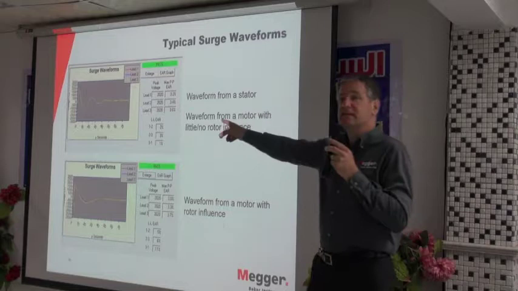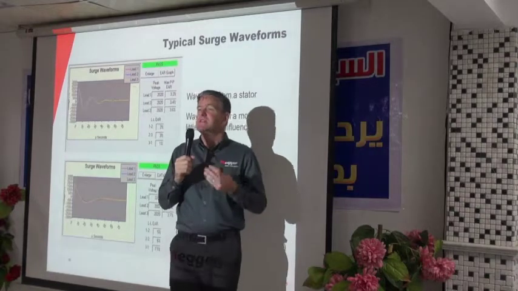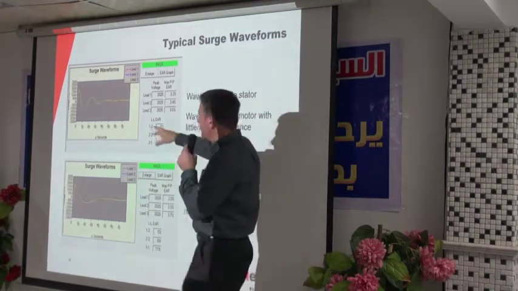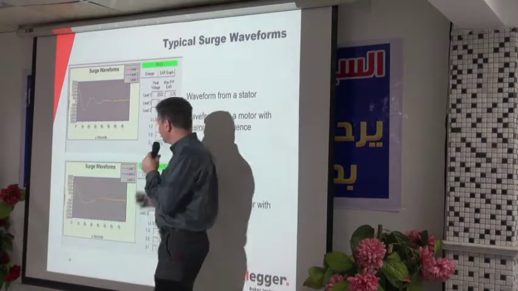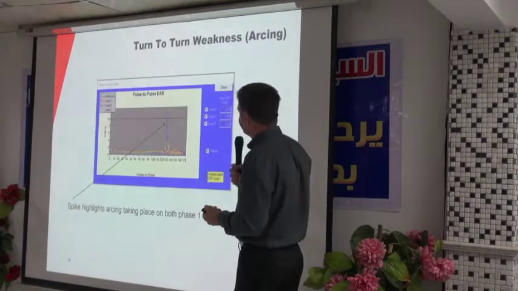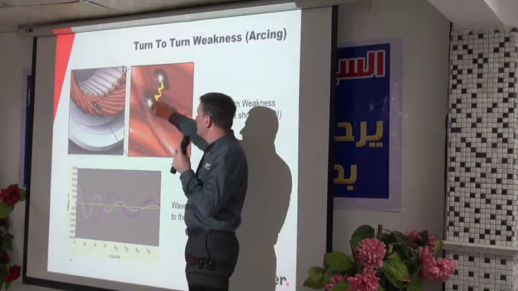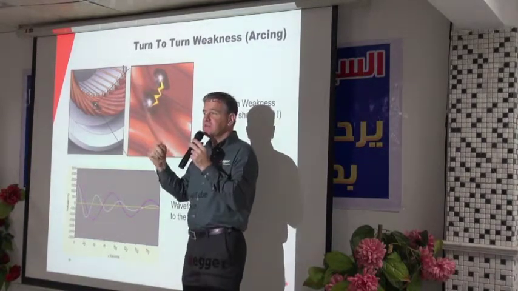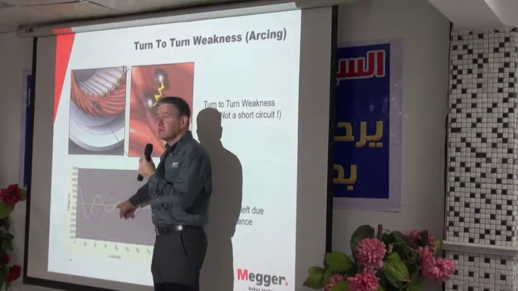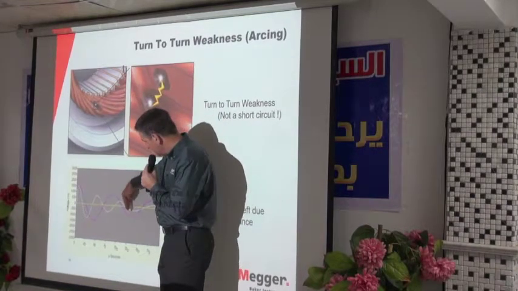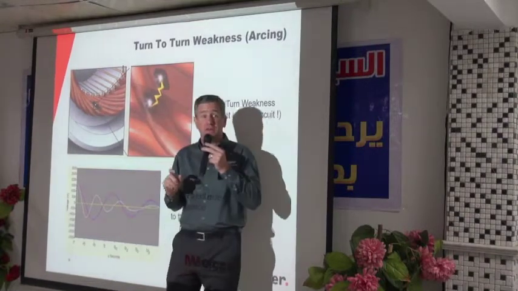So this is the surge test. This is the response we have on the screen from the surge test. So it's based on the inductance of the winding. So the 3 phases should give you a very similar response. Okay? When we have arcing between turns, because the voltage is jumping across the turns, it changes the inductance of the winding. And that changes the response of the surge test. So our waveform is moving from here to here, it moves to the left. This is how we know there's a problem.